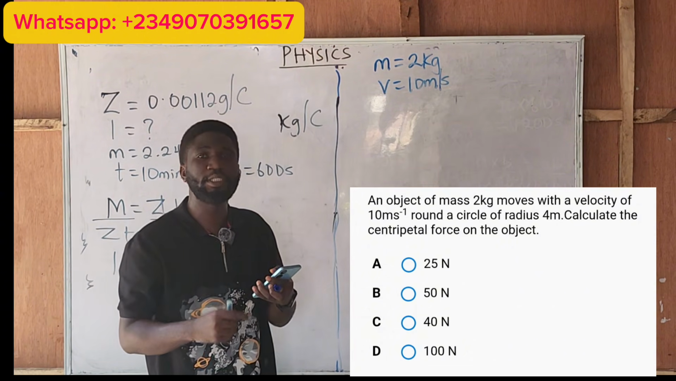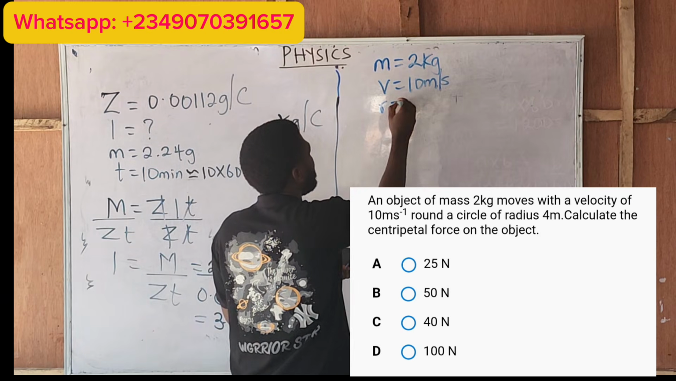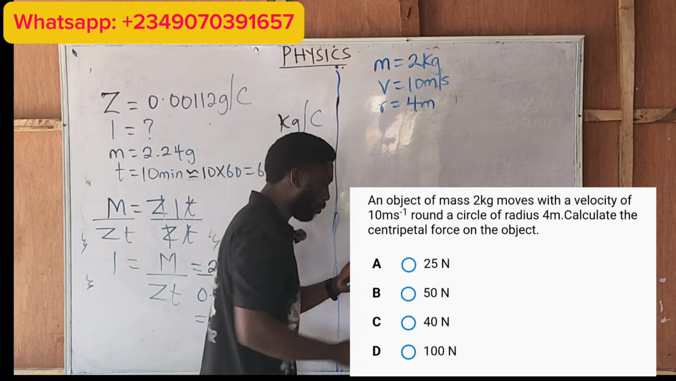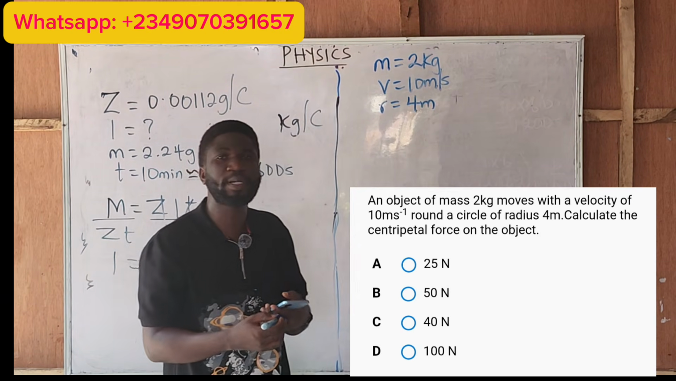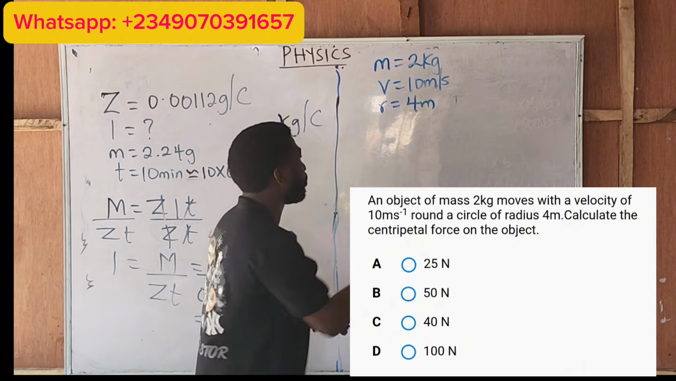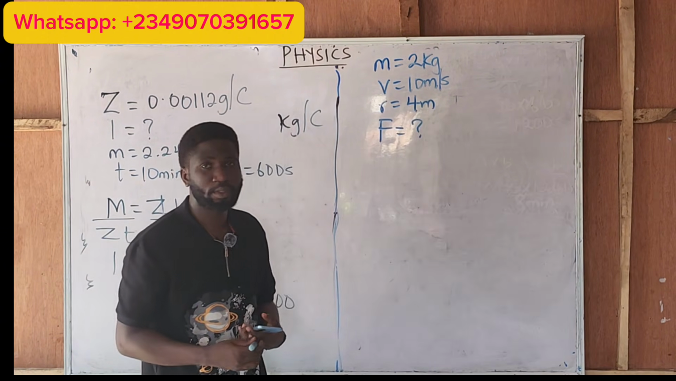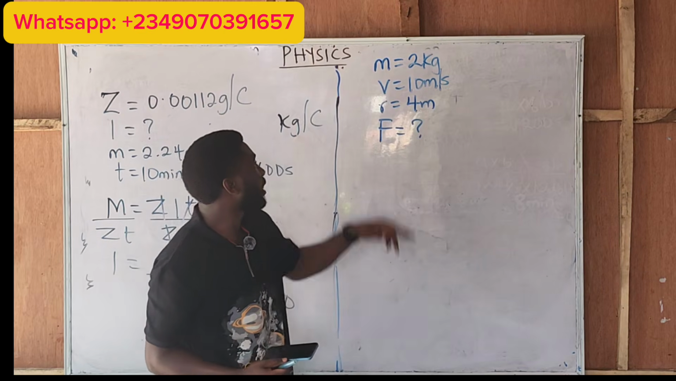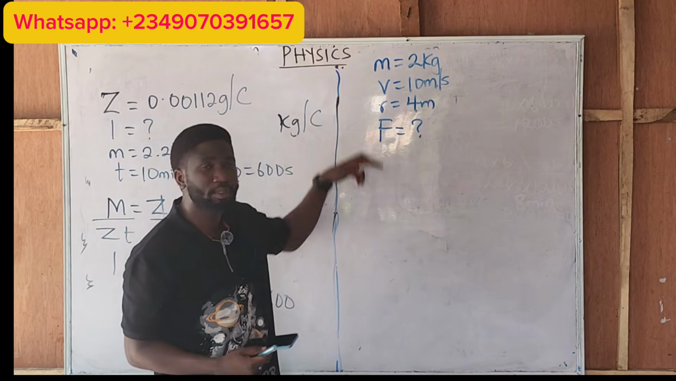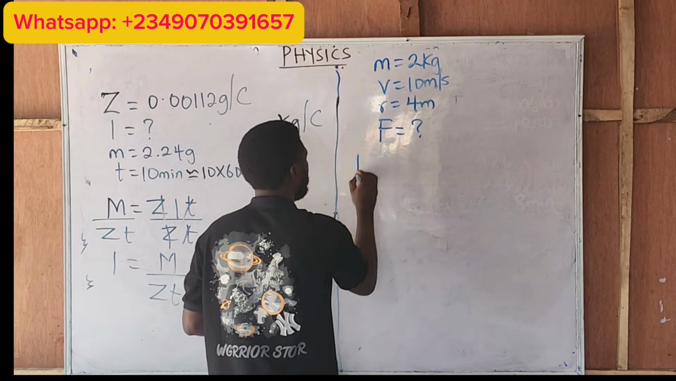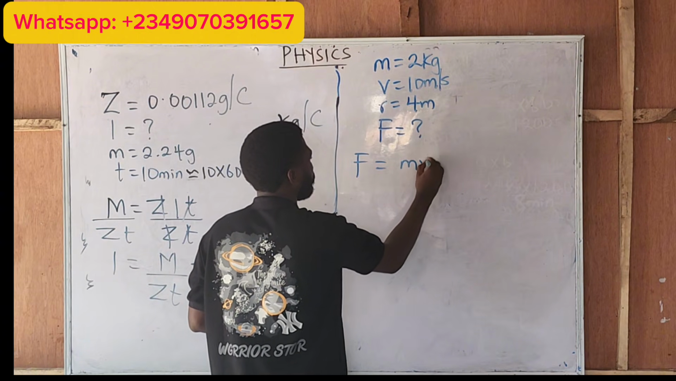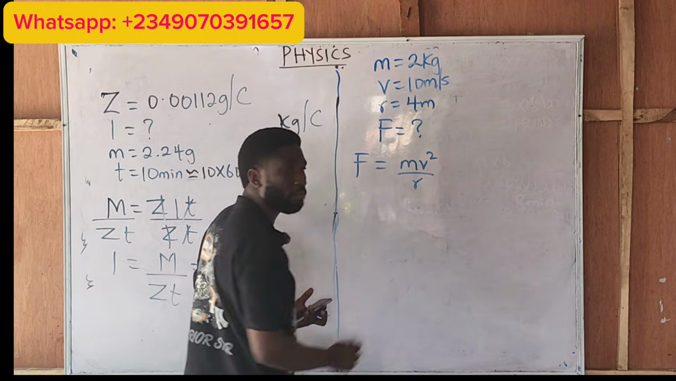Round a circle of radius 4 meters. So the radius is 4 meters. The question says, calculate the centripetal force on the object. So we want to get the value for F, which is the centripetal force. What is the formula that connects m, v, r, and F? Centripetal force F is equal to mv squared over r.